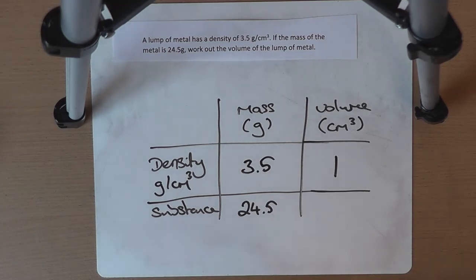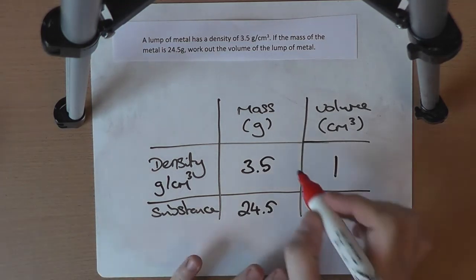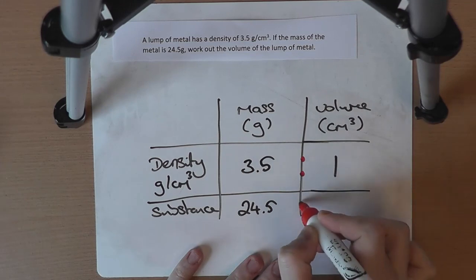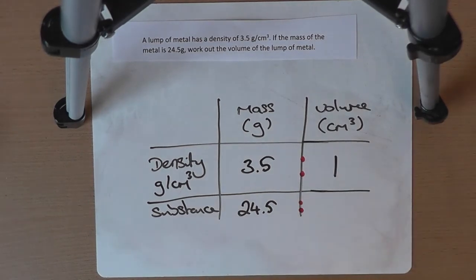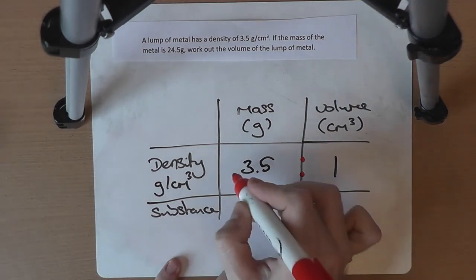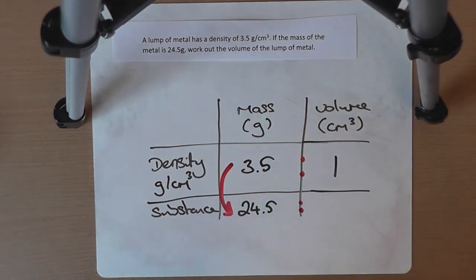Next step then, once we've got all this information in the table, we turn the top row into a ratio and we turn the bottom row into a ratio. The top row is a complete ratio, 3.5 to 1. The bottom row is not. That's okay, which means we're going to start with the complete one and we're going to work our way towards the incomplete one. We're going to look at the 3.5 and the 24.5, for example.